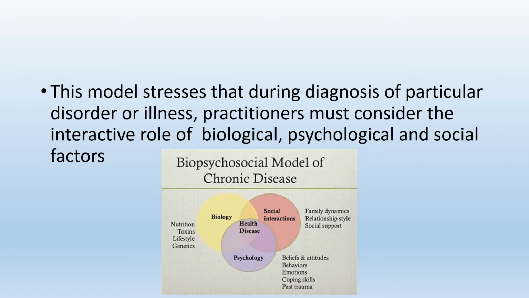So, in biology, the practitioner is going to assess the nutrition, the lifestyle, the genes of a person, and social interactions: how much a family is supportive to that person, how strong the relationship is, what the relationship style is, is the family supportive or not, and the person's own beliefs and attitude towards the chronic disease, how he's going to spend his further life, what the emotions related to his own health are, what coping skills he is going to utilize, and if there is any past trauma. So all these factors must be assessed when giving a particular diagnosis of a disease.